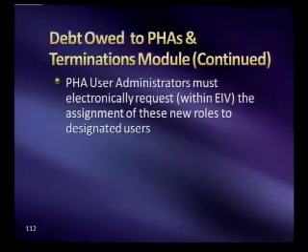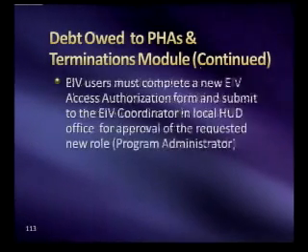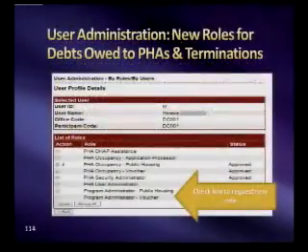The PHA User Administrator basically has to go into the EIV system and select to add that new role to your user ID, and then that has to be approved by the EIV coordinator in your local HUD office, and they will approve such role when you send in your 52676 that is signed authorizing you to have access to this role.